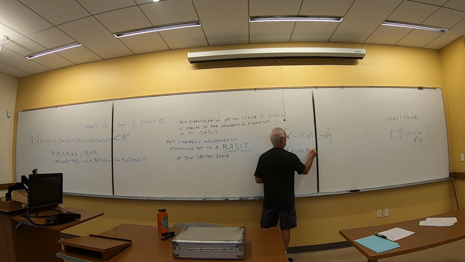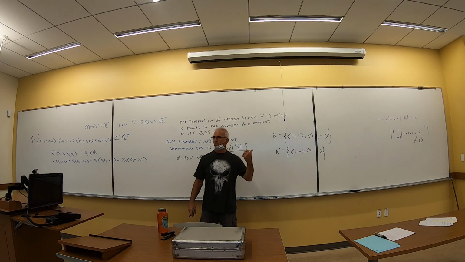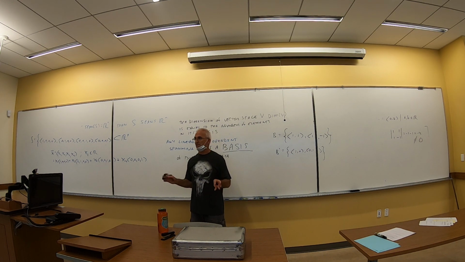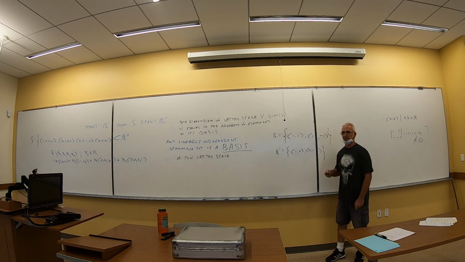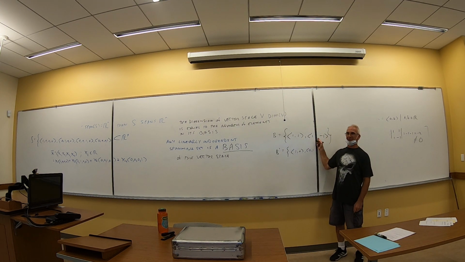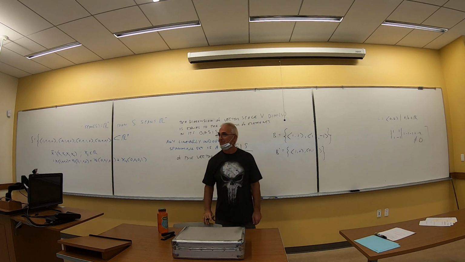Would this serve as a really useful basis for R2? Probably more useful than the first one, because if I gave you a random vector in R2, like (9, 3), well, it's 9 of these plus 3 of these. With the first basis I have to do some algebra. Would you say that was easier to work with? If I give you 4 vectors in R4, wouldn't you rather have those 4?